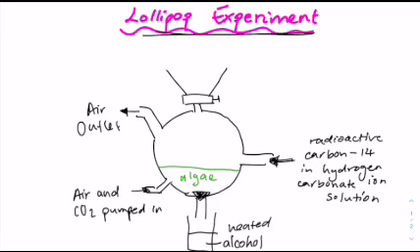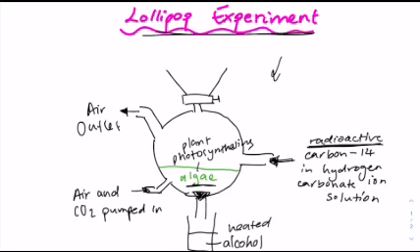Firstly, radioactive carbon-14 is added to the Lollipop apparatus containing this green algae, which is basically the plant which will be photosynthesizing and which will be tested in this experiment. Again, it's radioactive just so that it's like a marker. We can actually see where it is and measure it.